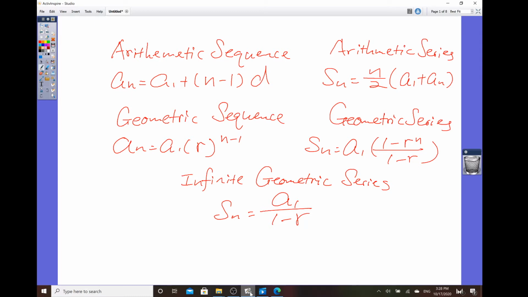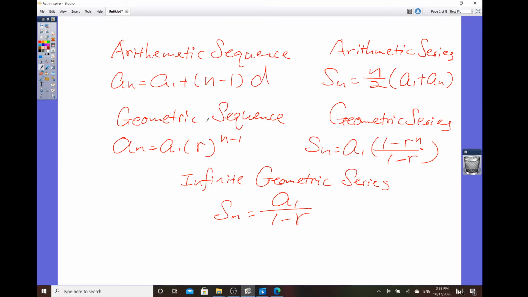So here are some of the formulas that you need to know for the upcoming sequences and series tests. We have the arithmetic sequence, written as a sub n equals a sub 1 plus n minus 1 quantity times the common difference. And then the arithmetic series: s sub n equals n over 2 times the quantity of a sub 1 plus a sub n. Once you need to find the sum, you have to apply this formula.